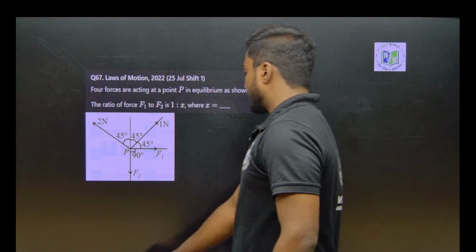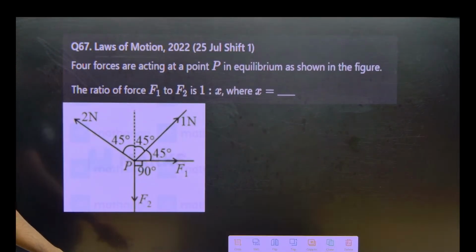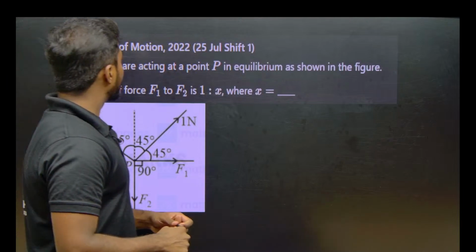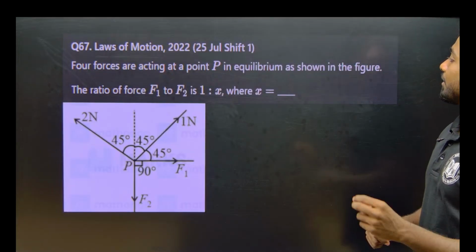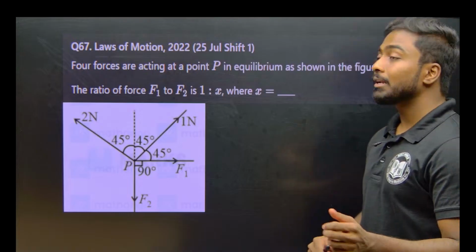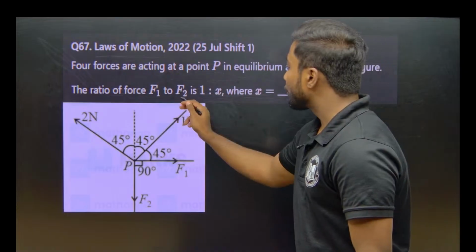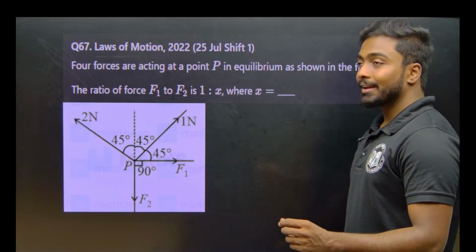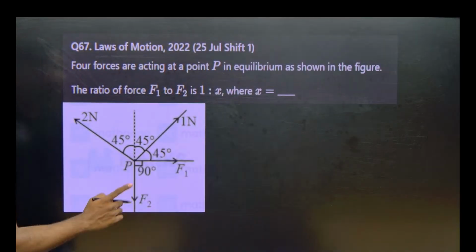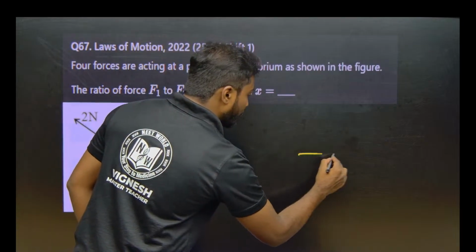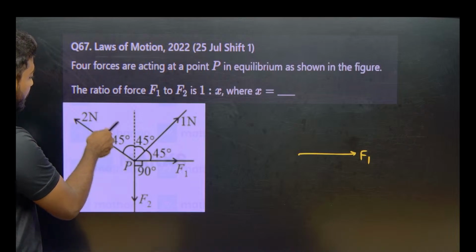Okay, I guess you can do it simply by resolving the components. So, laws of motion, that is 2022. Four forces are acting at a point P in equilibrium as shown in the given figure. The ratio of F1 to F2 is 1:x, where x is equal to, they are asking. Okay, I can find it now. First thing, I need to resolve it. So F1 is directly given, no need to resolve anything.